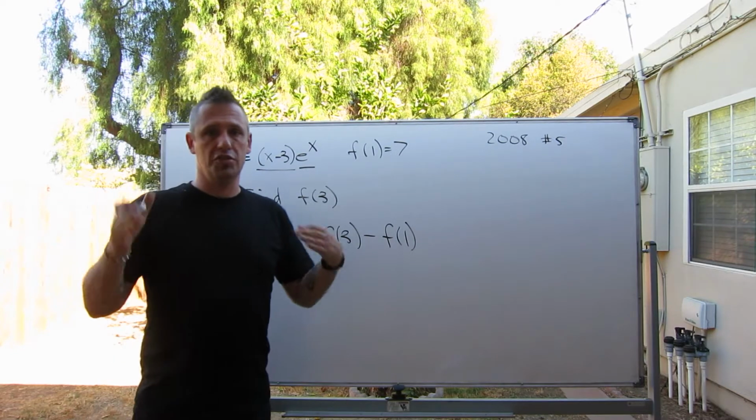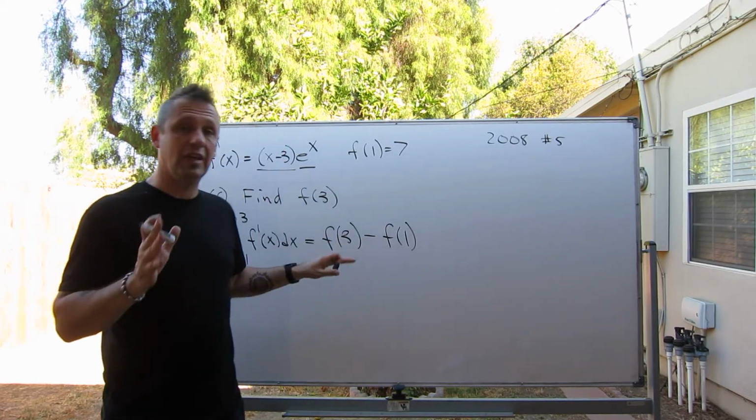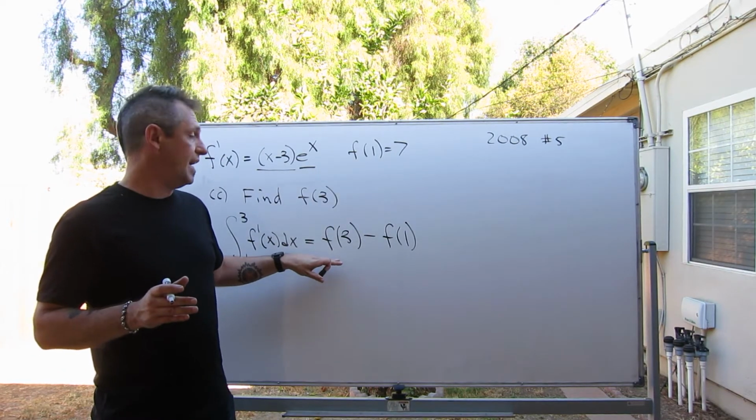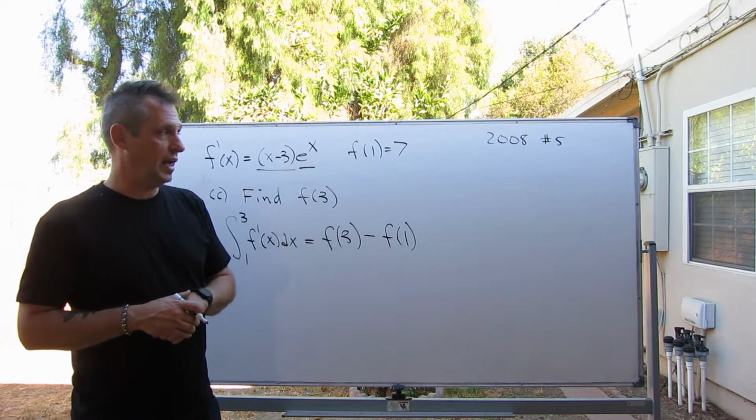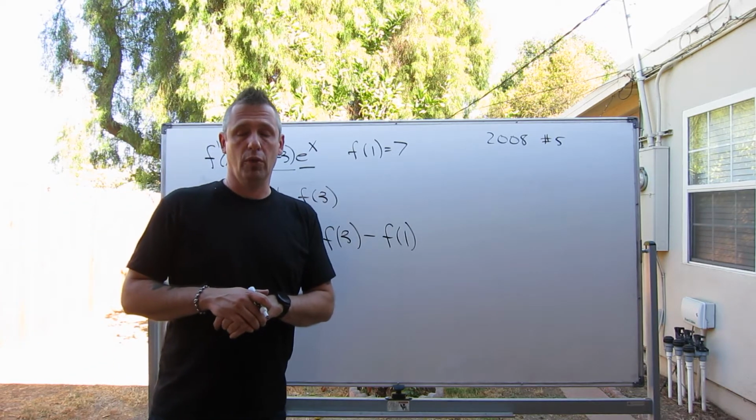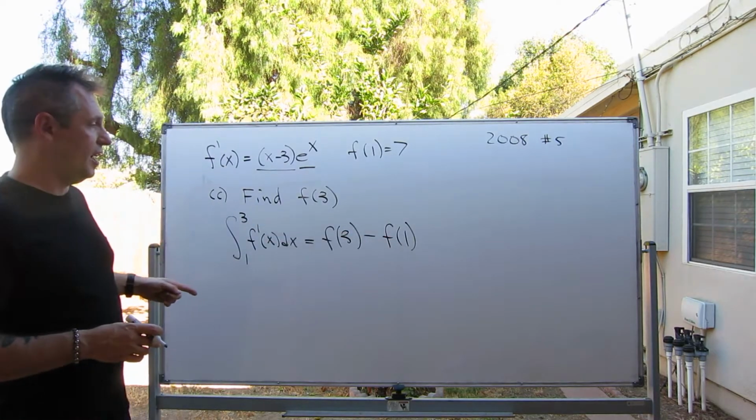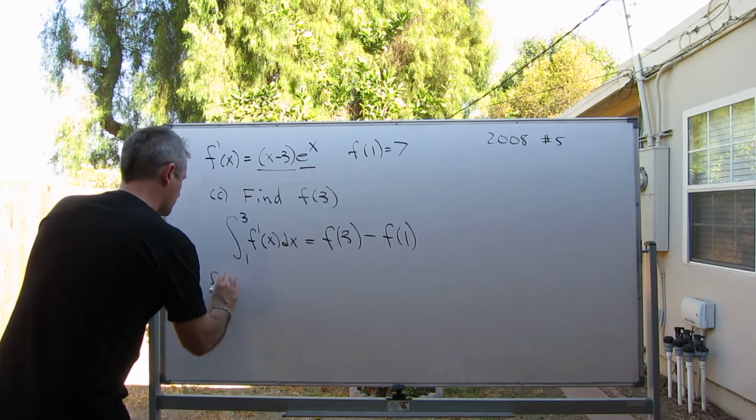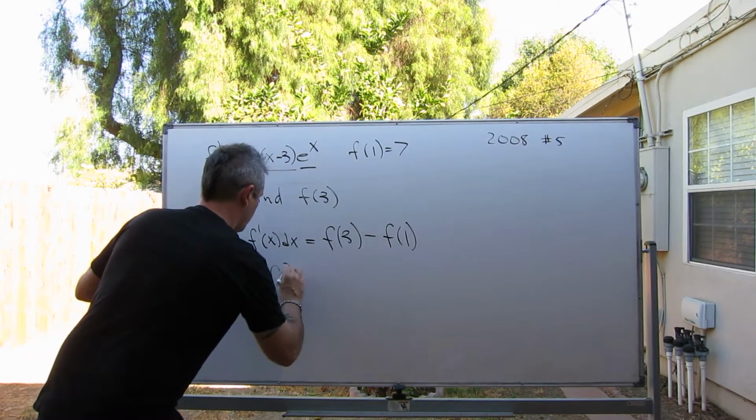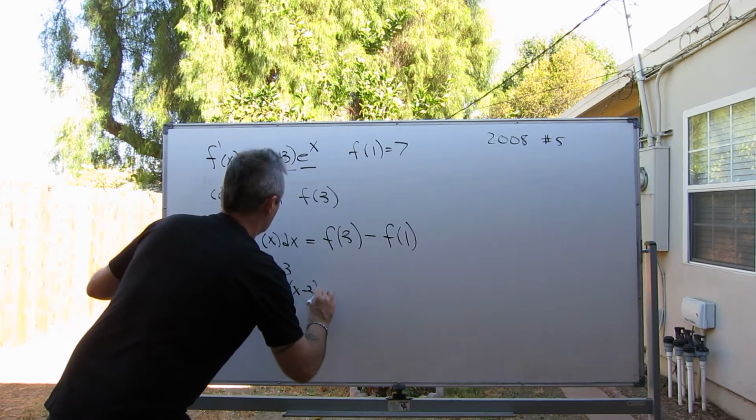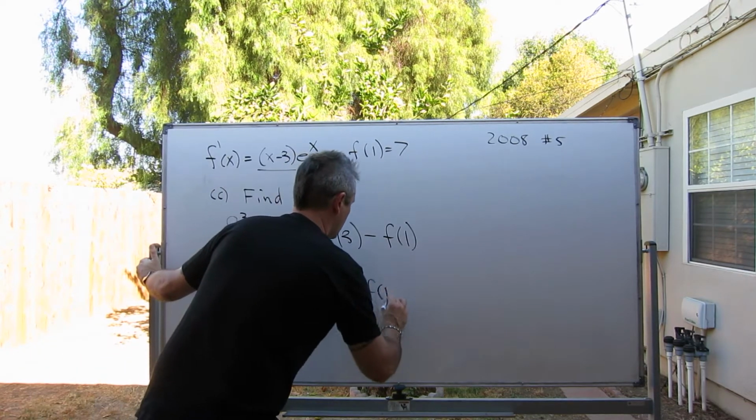Here, I'm actually choosing the one where the plus c is the correct value of plus c. So this actually is the honest-to-goodness antiderivative of f that we're interested in, the one that happens to go through the point where f of 1 equals 7. So just moving this f of 1 to the other side, we find out that f of 3, which is the thing we're looking for, is the integral from 1 to 3 of x minus 3 e to the x dx plus f of 1, which we know is 7.